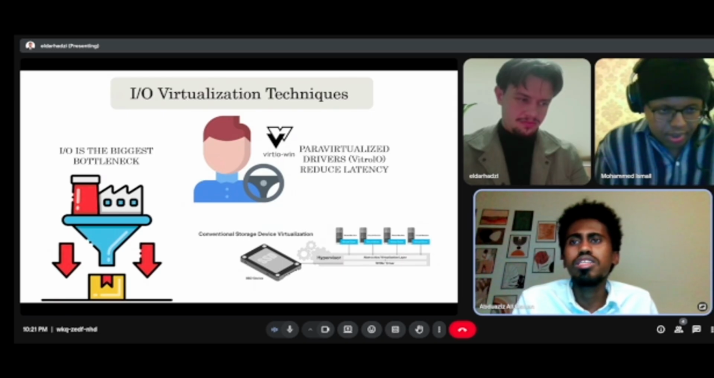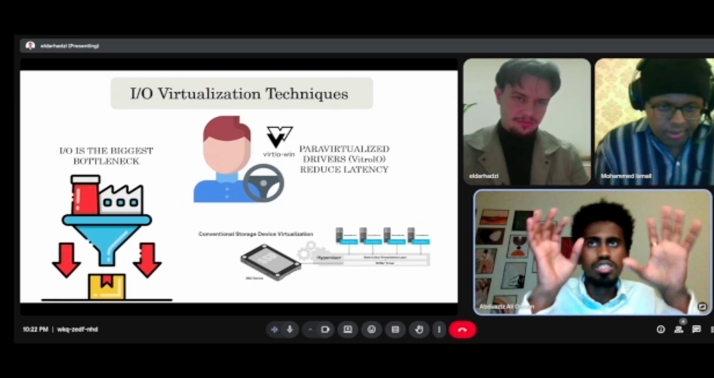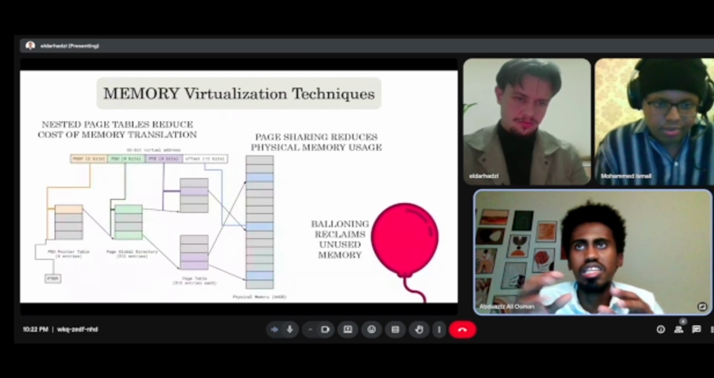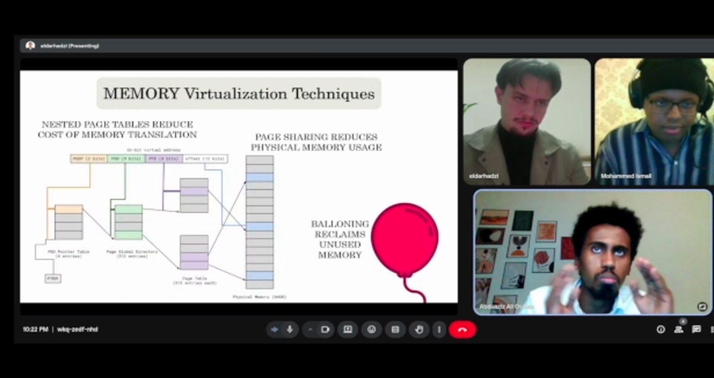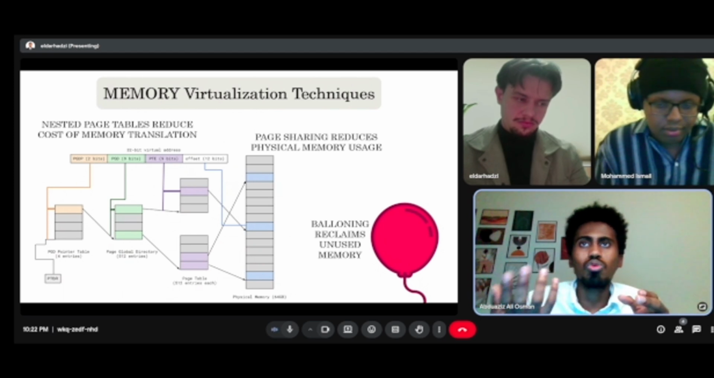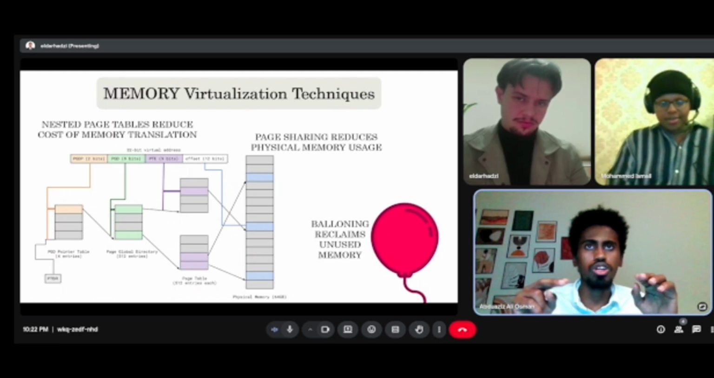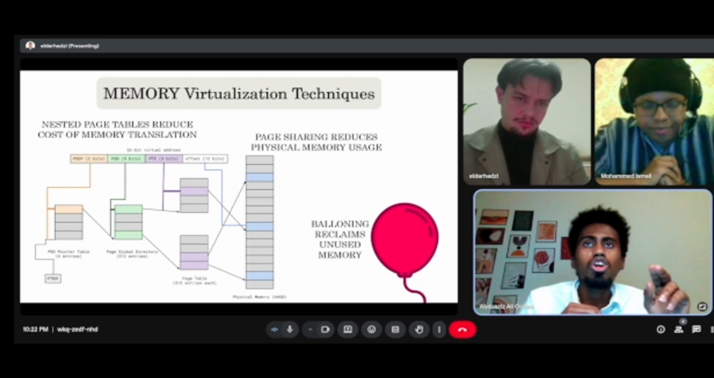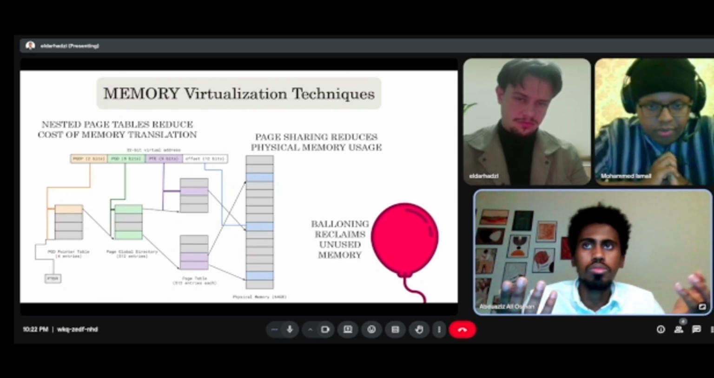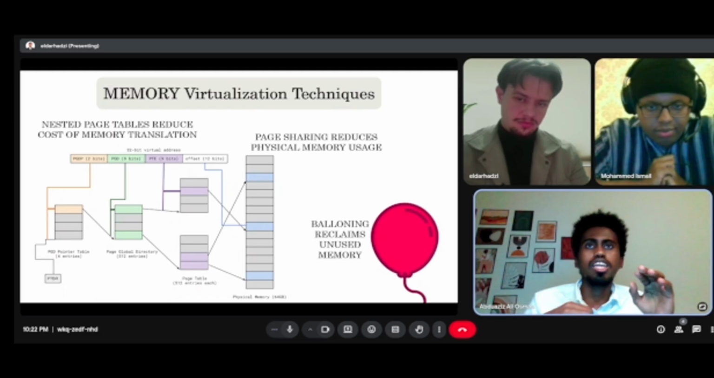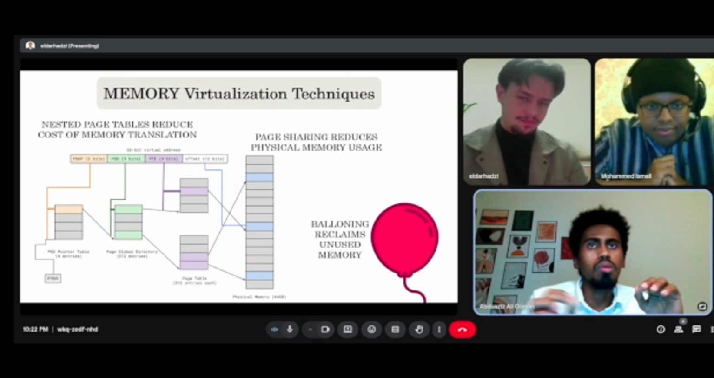Basically, what I mean is this part explains how virtual machines manage memory efficiently. Firstly, nested page tables help the VM translate memory addresses faster, so the system doesn't waste time looking for the right place in memory. Second, page sharing means if two VMs have the same data in memory, the hypervisor keeps only one copy instead of two, which saves RAM, as you can see. Finally, ballooning: that technique lets the hypervisor take back unused memory from a VM and give it to another VM that needs it. This prevents memory waste.